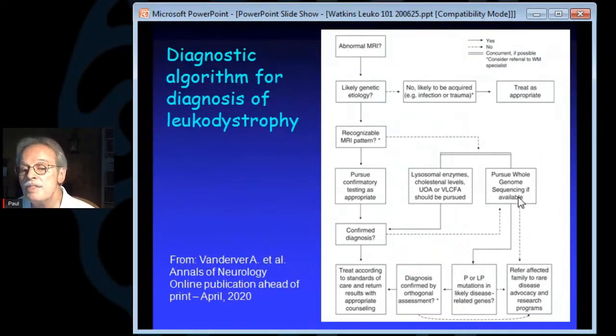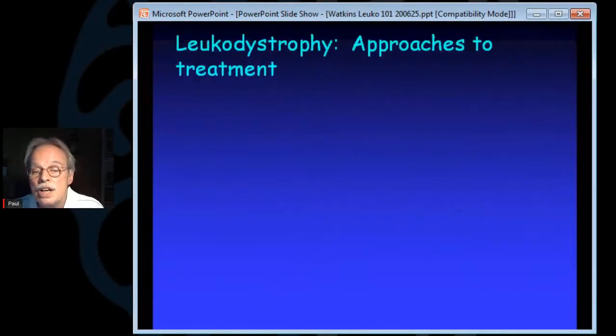And if all of these unfortunately fail, then the best we can do right now, besides being diligent and pursuing it more carefully, is to refer the affected family to rare disease advocacy and research programs, particularly organizations like the ULF and some of the other organizations that you've probably heard about today. So we're coming down to the wire here. I just want to say something about approaches to treatment.